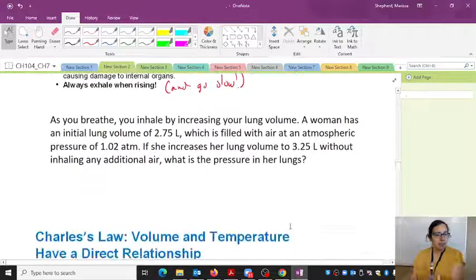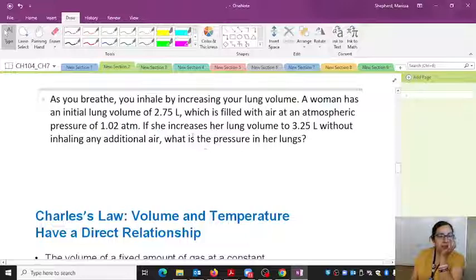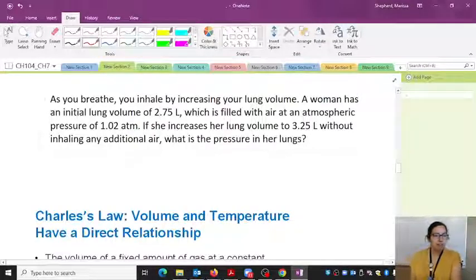All right, so let's do a little practice problem. As you breathe, you inhale by increasing your lung volume. A woman has an initial lung volume of 2.75 liters, which is filled with air at an atmospheric pressure of 1.02 atm. If she increases her lung volume to 3.25 liters without inhaling any additional air, what is the pressure in our lungs?